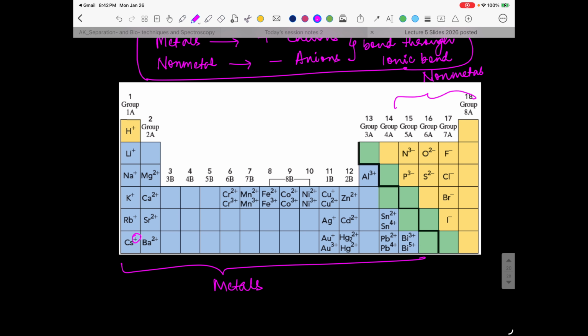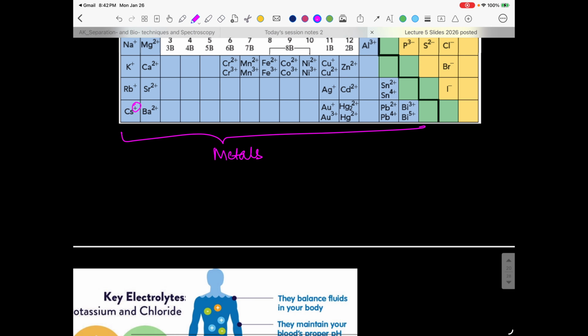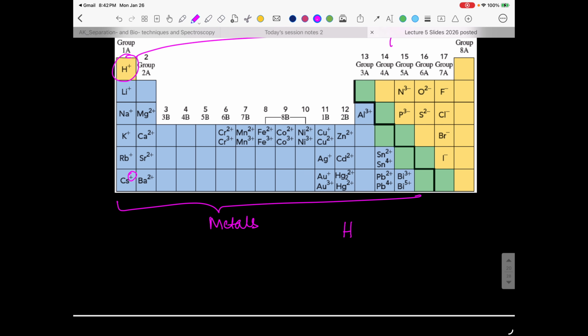Now what happens if we only have nonmetals? Hydrogen is also a nonmetal here. That's an exception. So let's say we have 2 hydrogen atoms interacting with each other. So then, if you have a nonmetal and a nonmetal, it becomes covalent. We'll talk about this one.